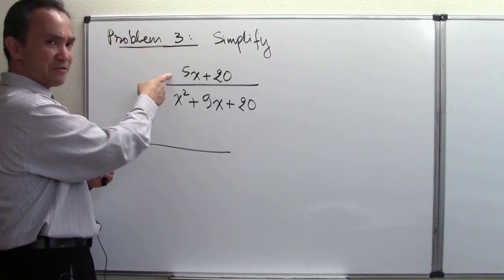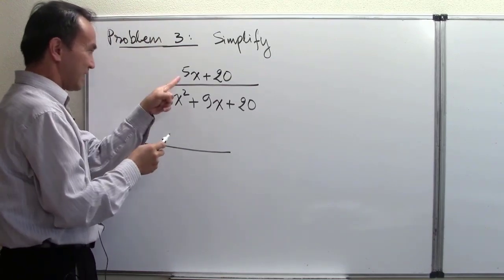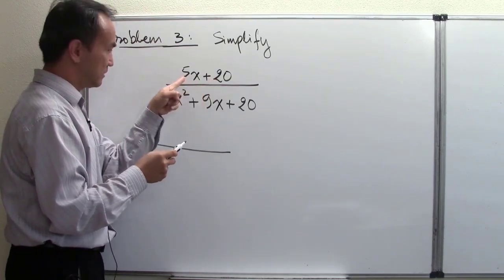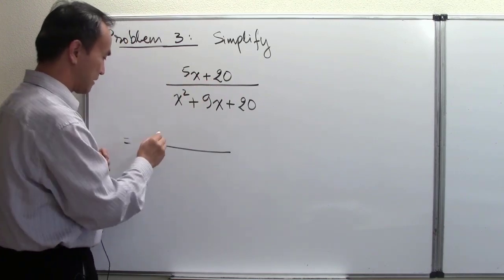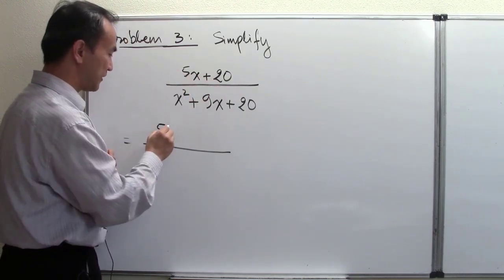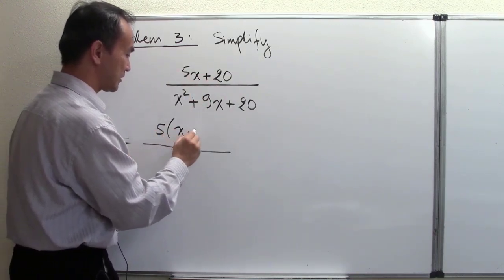So now the numerator. I recognize among the two terms right here, the GCF being 5. So I can factor my numerator as 5 in parentheses x plus 4.